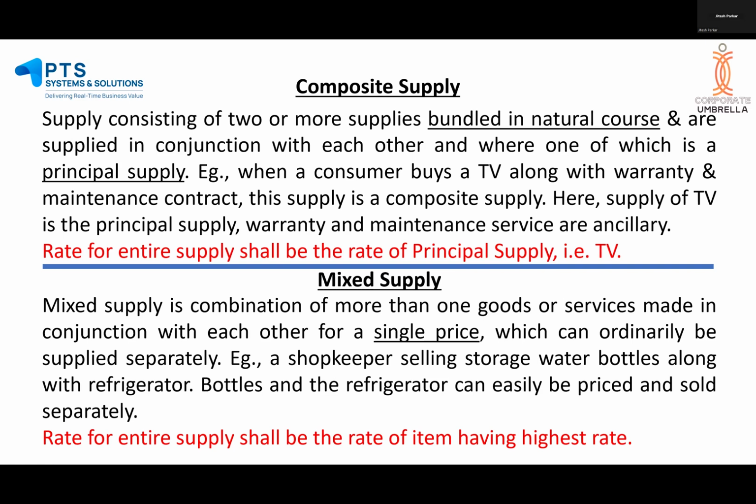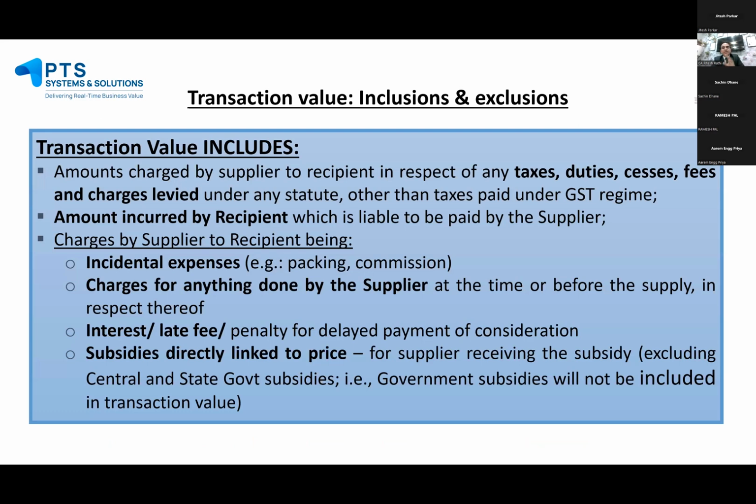This, even though we know, but then dealers tend to make mistakes on transaction value. Now, what does transaction value include? If you ask me in simple language, everything that you recover from your client, whether it is reimbursement, incidental expense, interest for late fee, or some sort of taxes, for example, road tax, whatever you are charging to your client, all of that will be included in your supply transaction value. This means that you have to charge GST on everything.